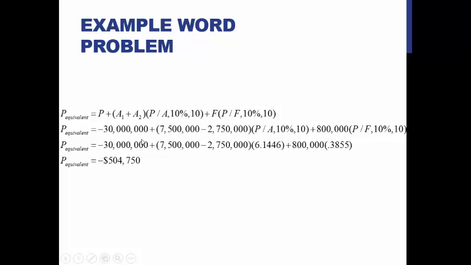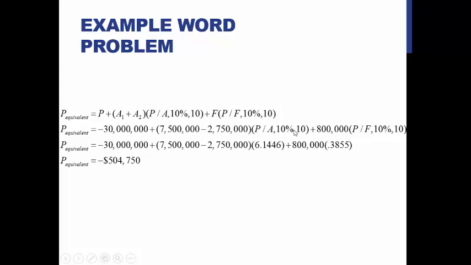Negative 30 million for P. These are the two A's. Don't forget the signs. We paid negative $30 million. The A2 was a cost. This is an O&M cost. This is money saved in the system.